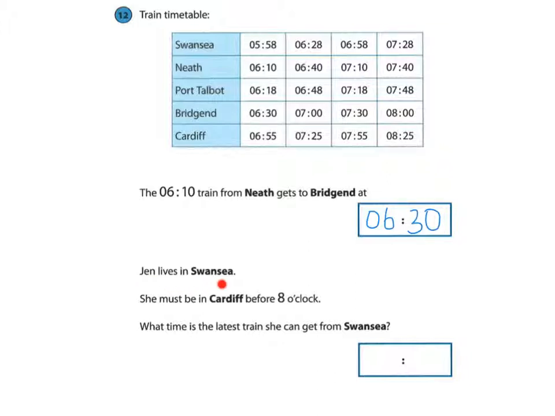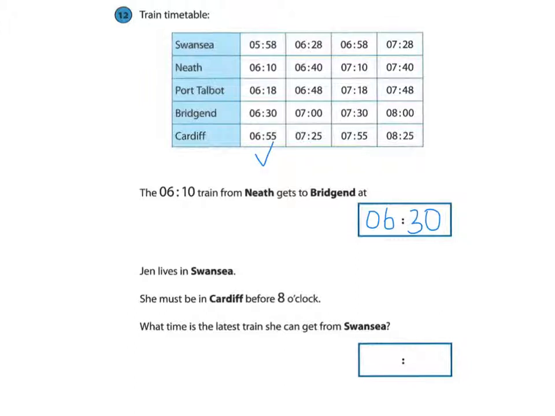Jen lives in Swansea. She must be in Cardiff before 8 o'clock. What time is the latest train she can get from Swansea? So Jen lives in Swansea. These are the trains that she could possibly get. She has to be in Cardiff before 8 o'clock. If we have a look at the 5:58 train from Swansea, we can see it gets into Cardiff at 6:55. So that's a possibility that she could catch that train as it gets to Cardiff before 8 o'clock.